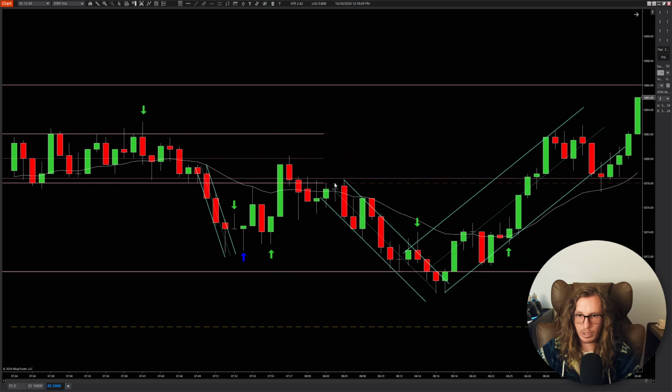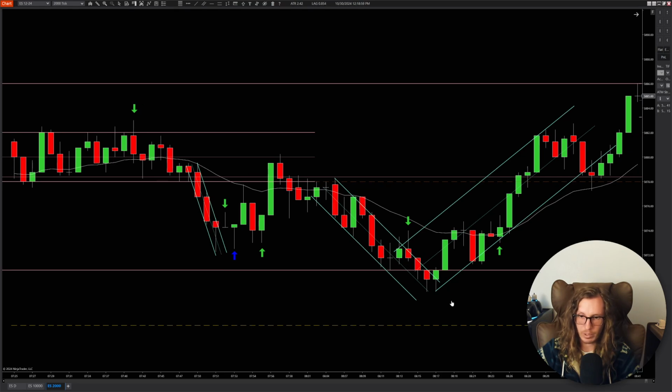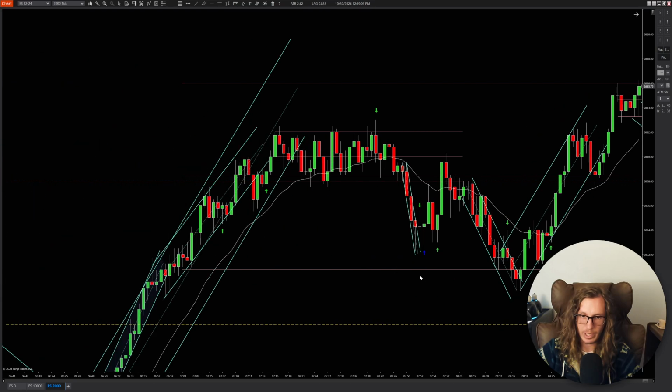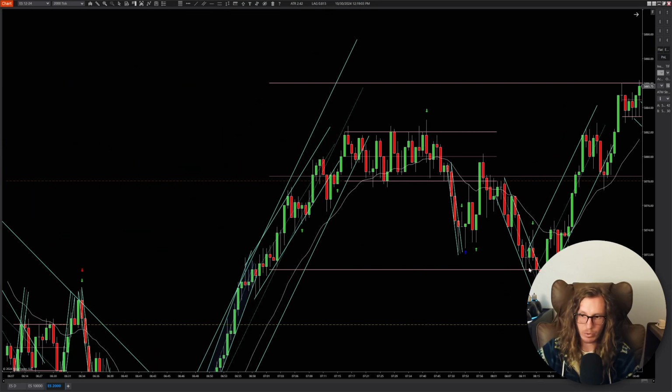It then comes over here. You have this channel working down. You don't have too much going on here, except you have a first entry long there, pullback, second entry long that fails. So if you took that short, that's probably okay. But again, you're risking it now. You're getting close to these lows.